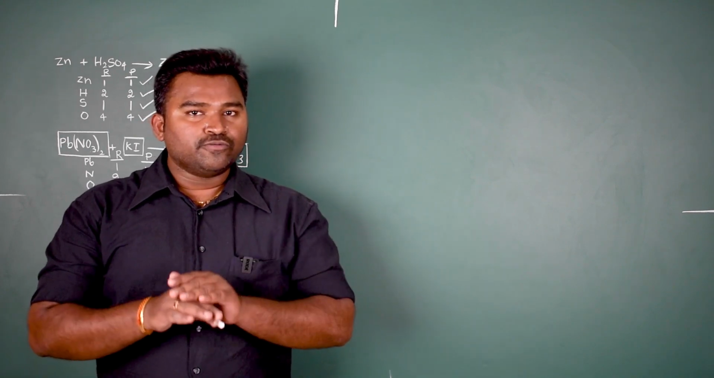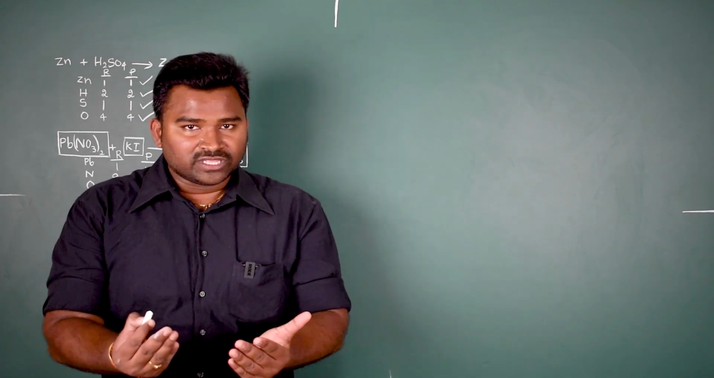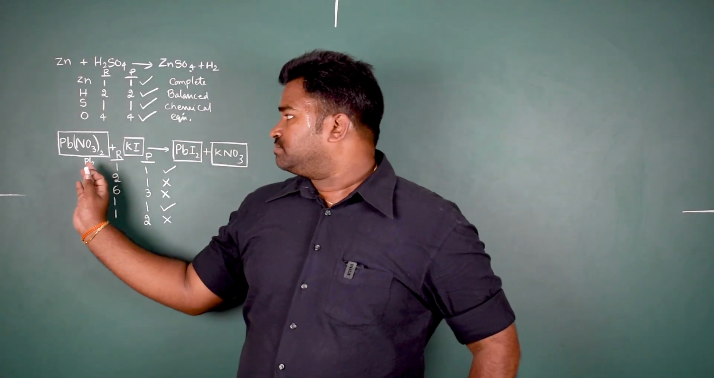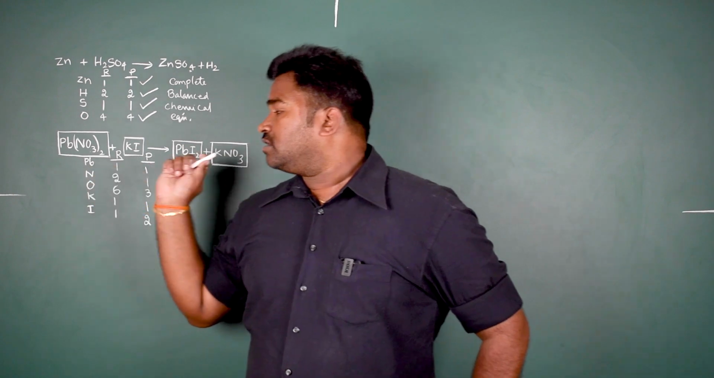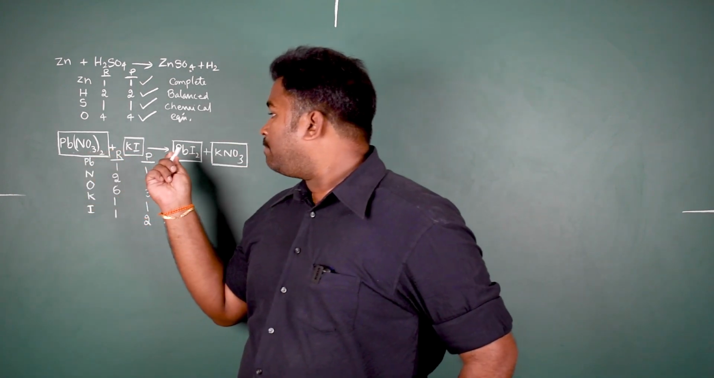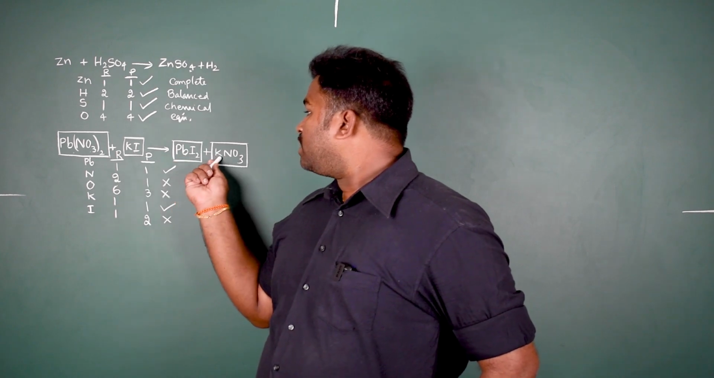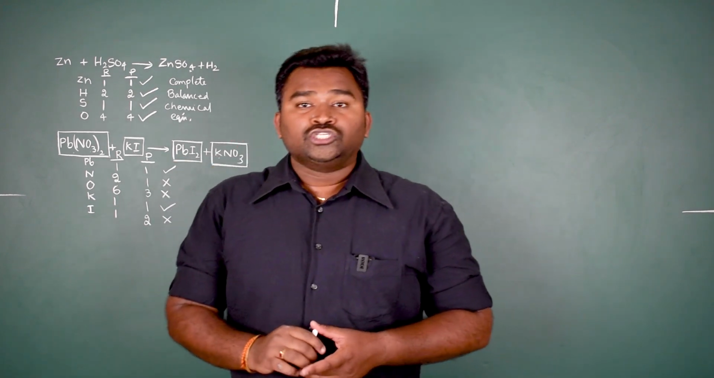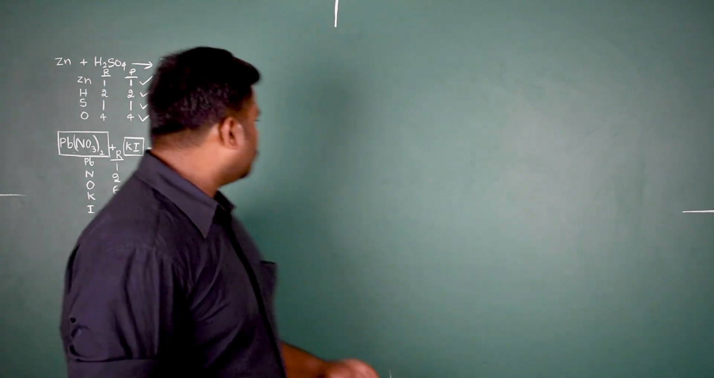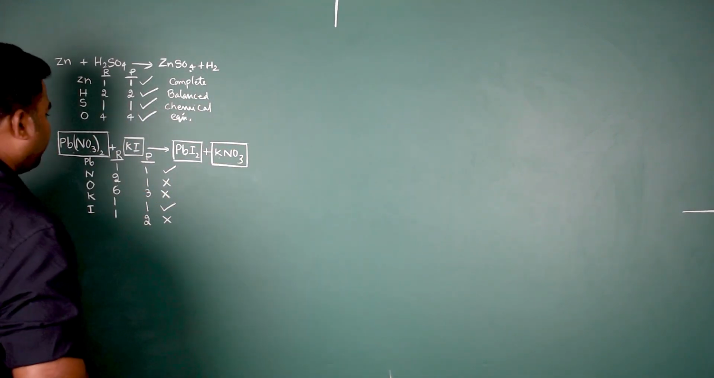Correct? So what should you balance? In getting to know that, you have to keep in mind that you have a lot of compounds in this particular given reaction. Lead nitrate is one compound, potassium iodide is one compound, lead iodide is one compound, and potassium nitrate is one compound. So you have to look at the compound which has the maximum number of atoms. Which is the compound that has the maximum number of atoms?